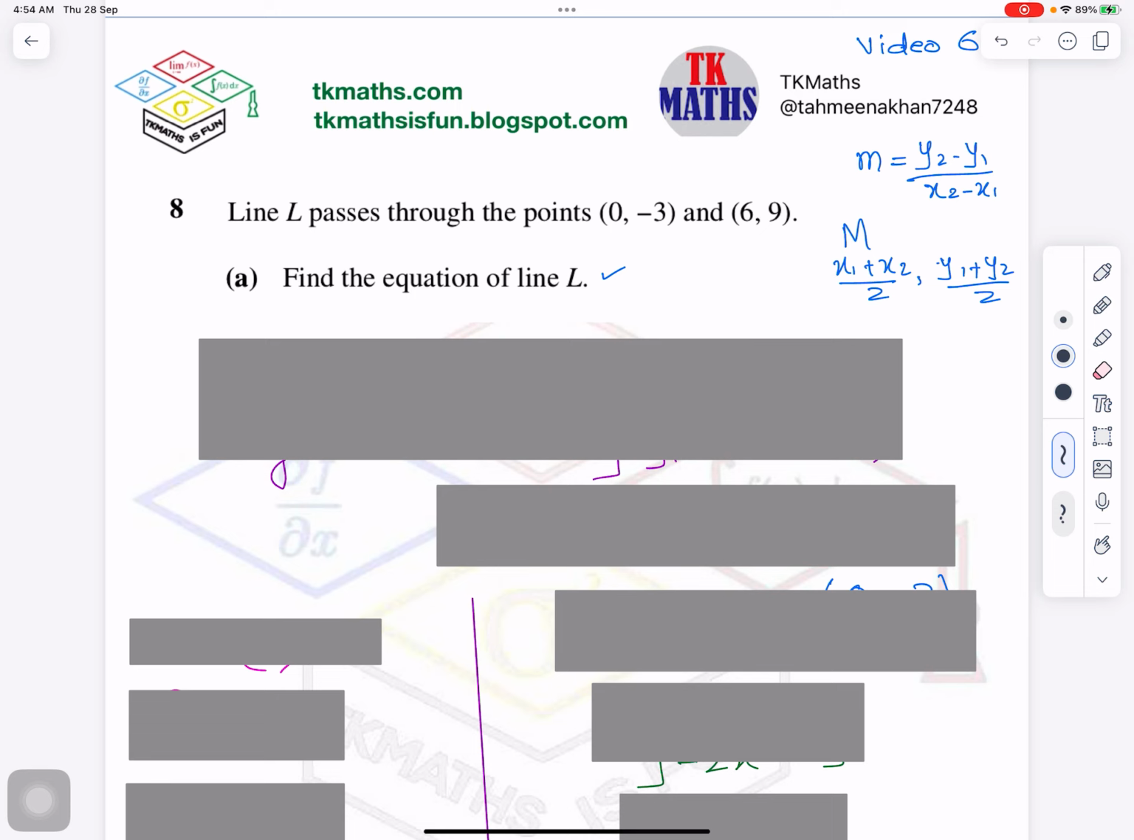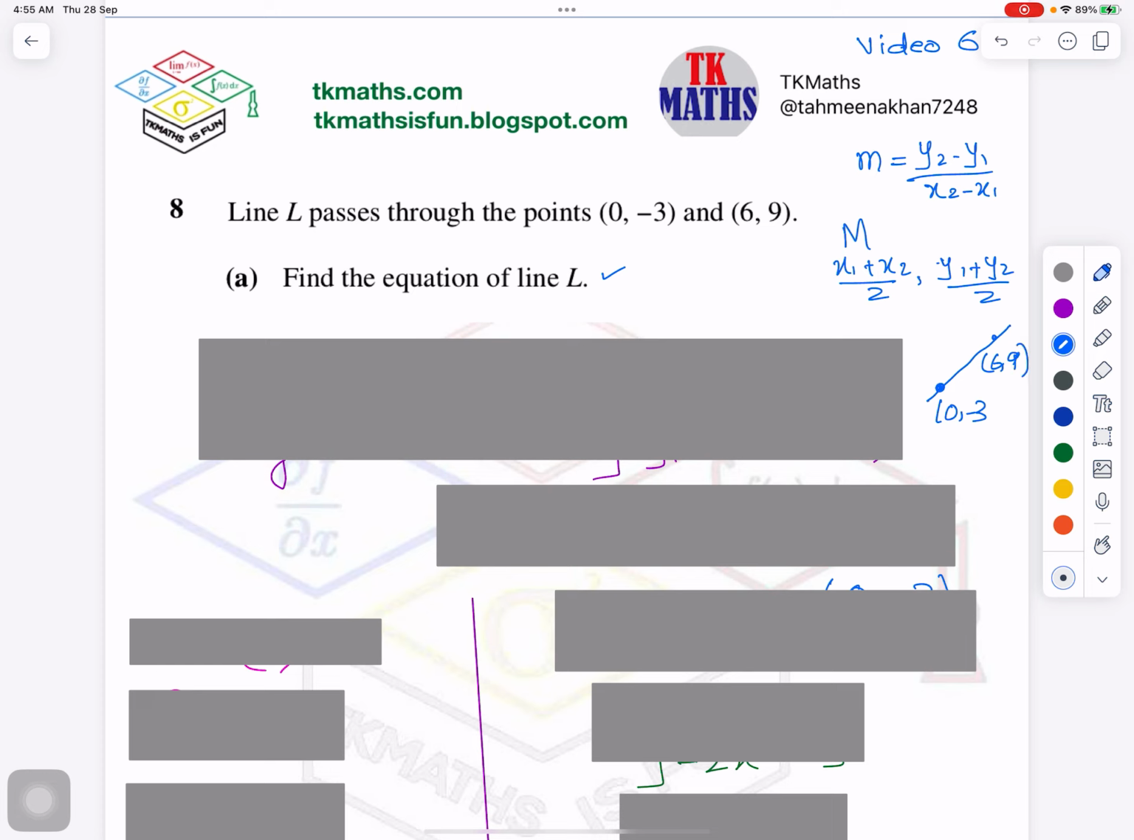The line is passing through the points which are given here. If I roughly sketch it here, for example, this is the point (0, -3) and this is (6, 9).